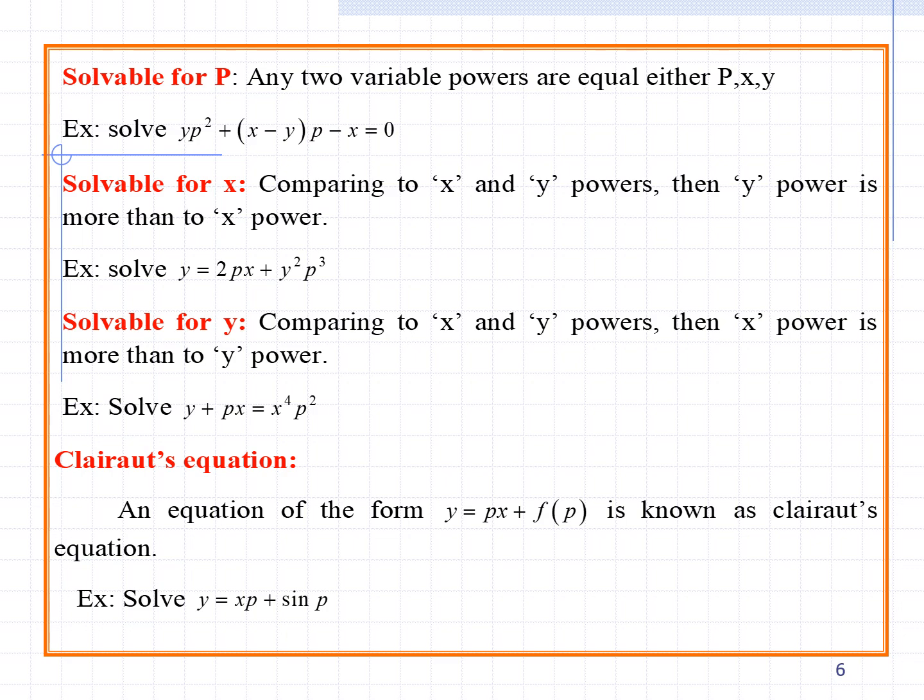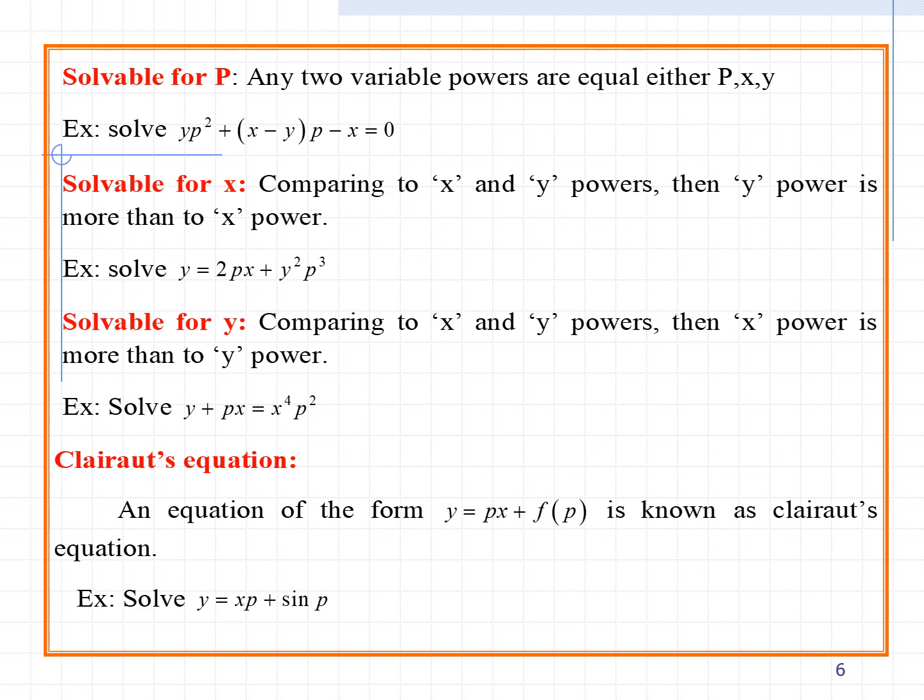For example, suppose the problem is solvable for p. You can identify it when any two variable powers are equal. Each equation involves the p, x and y variables. Observe these three variables: if any two variable powers are equal, it is a solvable for p problem. Most problems, about 90%, are based on this analysis. For example, solve yp square plus x minus yp minus x equal to 0. Here observe that the two variables have equal powers.